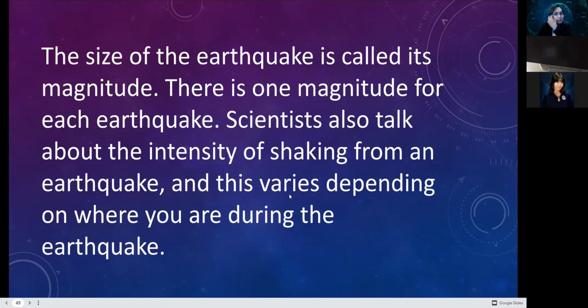The size of an earthquake is called its magnitude. Again, the size of an earthquake, which is measured by your seismogram, is called magnitude. There is one magnitude for each earthquake. Scientists also talk about the intensity of the shaking from an earthquake, and this varies depending on where you are during an earthquake.